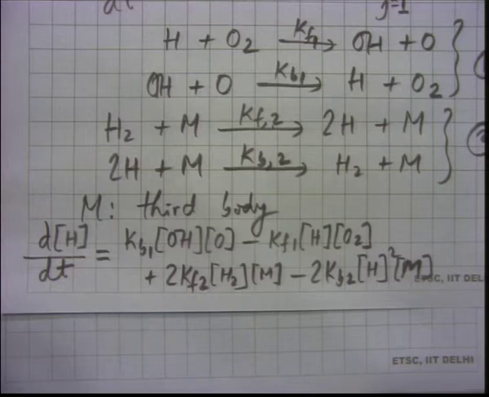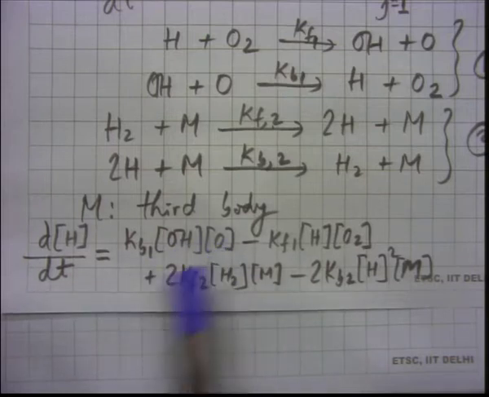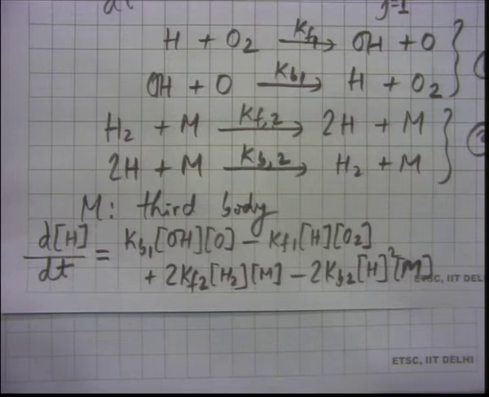The minus sign is because H is getting consumed in that reaction. Now, how are we writing all this? How are we writing Kb1 into OH into O for dH dt from the second reaction? Who is guiding us? The law of mass action.